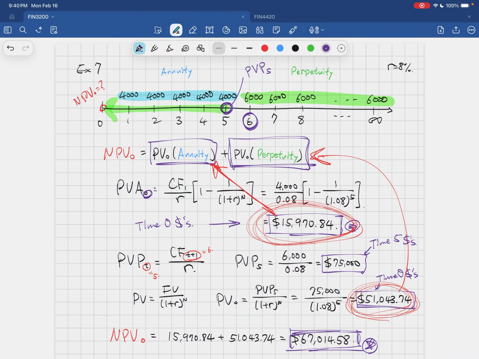This one is a little bit complicated, but we're just calculating the net present value of two types of cash flows. One was an annuity and one was a perpetuity.